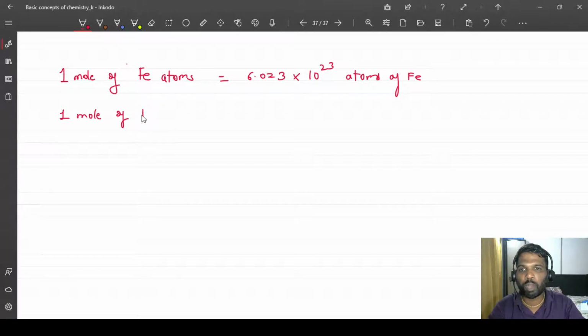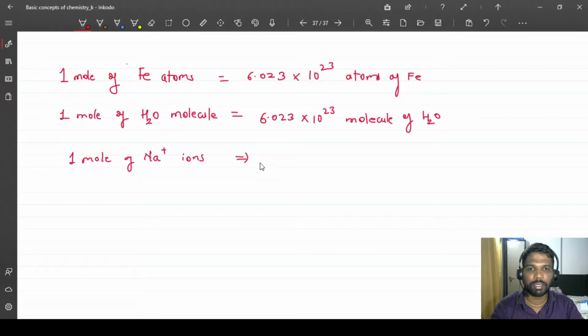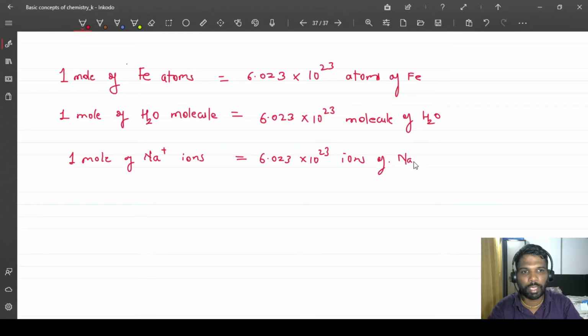1 mole of, let's say, water molecule. I am saying water molecule. You understand the difference between an atom and a molecule. Then it is 6.023 into 10 raised to 23 molecules of water. If I say 1 mole of Na plus ions, right? Then this means that it is 6.023 into 10 raised to power 23 ions of Na plus. And understanding this value is so simple.